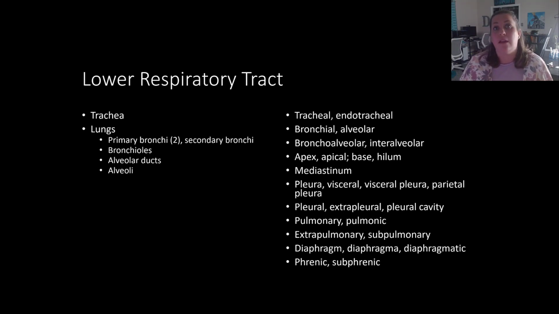When we talk about the lungs themselves, we could say pulmonary or pulmonic with the lung structure. The diaphragm is the muscle that helps with breathing. So if you're doing diaphragmatic breathing, you're doing this really deep breathing and using your diaphragm to draw air in. Okay, and so these are all terms that you're going to see with the lower respiratory tract.